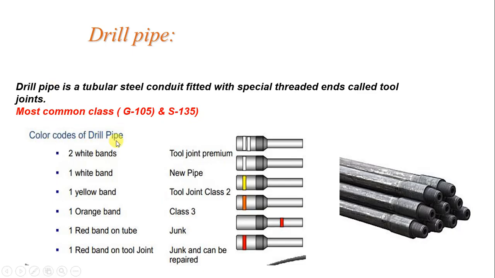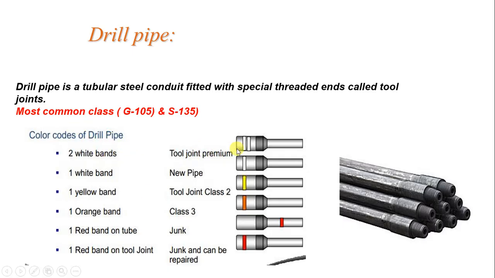The color code of the drill pipe. If you have drill pipe with two white bands, this means it's a premium type. This is called premium. We have premium, we have new or class 1, we have class 2, and we have class 3 and junk. Okay, these are the color codes.